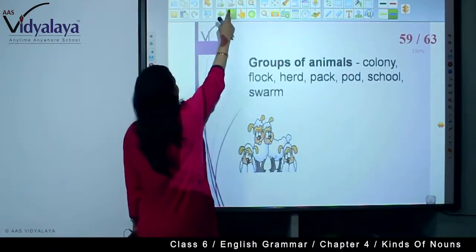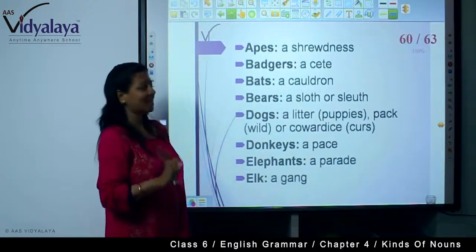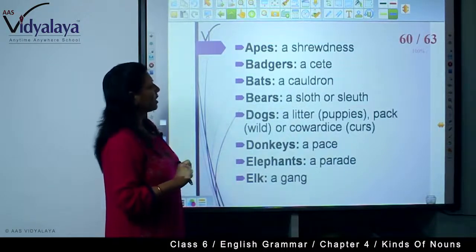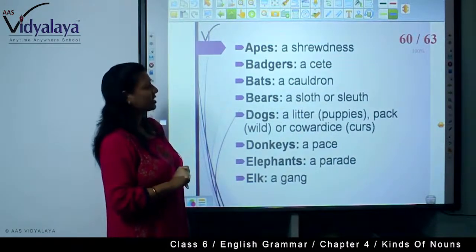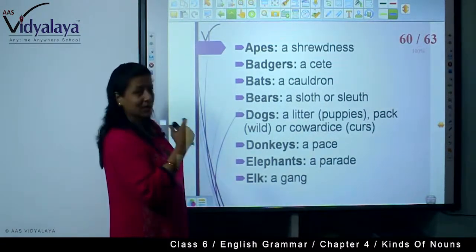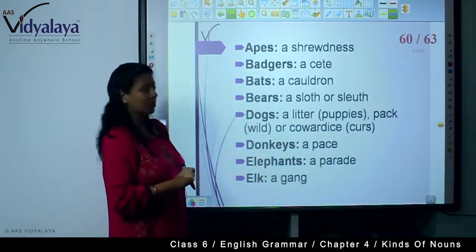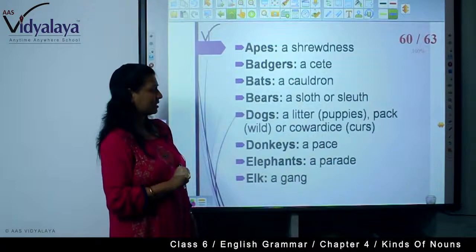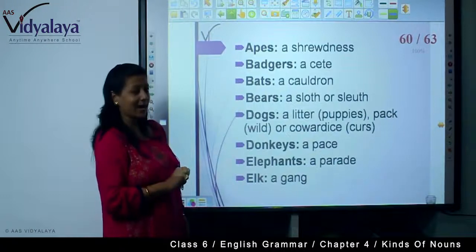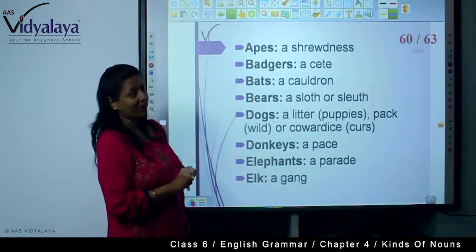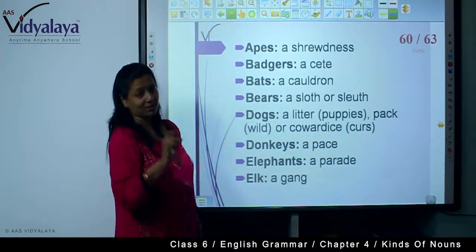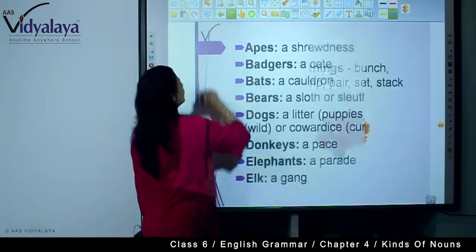These are group names. And now you will see apes. If there are apes, we can say shrewdness of apes, that is group name, shrewdness. A sloth of bears, a cauldron of bats, a litter if there are puppies, so litter. If there are wild dogs, then pack, and if this is curs, that is cowardice. Now for donkeys a pace, elephants a parade of elephants, elk a gang of elk. Why these words seem a little tougher, but now you will have to learn some tough words also. So that's why this is here.